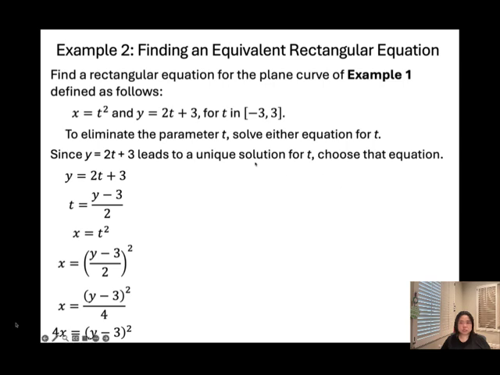Since t is in the domain from -3 to 3, we could calculate what the domain for the x is also. Think about it. When I plug in -3 here, I get 9. When I plug in +3 here, I also get 9. The values go from -3, -2, -1, and then 0. When I plug in 0 here, x will be equal to 0 as well. So I believe the domain for the x is going to be from 0 to 9.